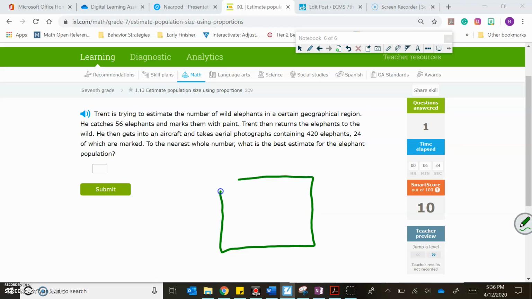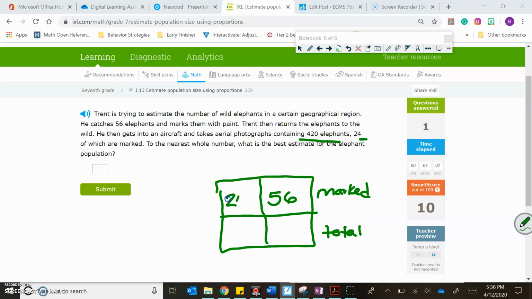So again, I'm going to take my box and we are looking at marked versus totals, or part to whole. It's the same thing. So he says that he catches 56 elephants and he marks them with paint. So that was his initial capture. He then returns them and he takes his photographs. His photographs had a total of 420 elephants, but only 24 of them were marked. We need to figure out how many are in the total population.